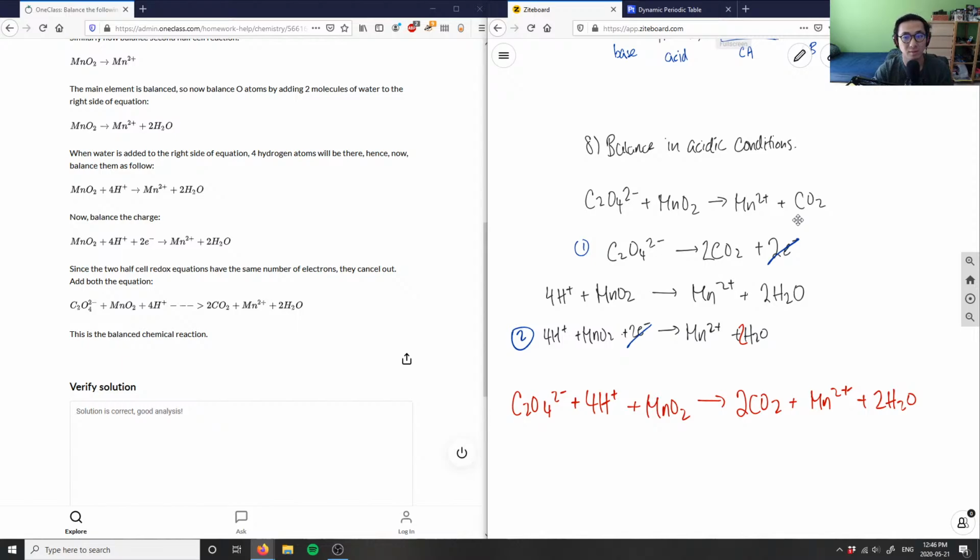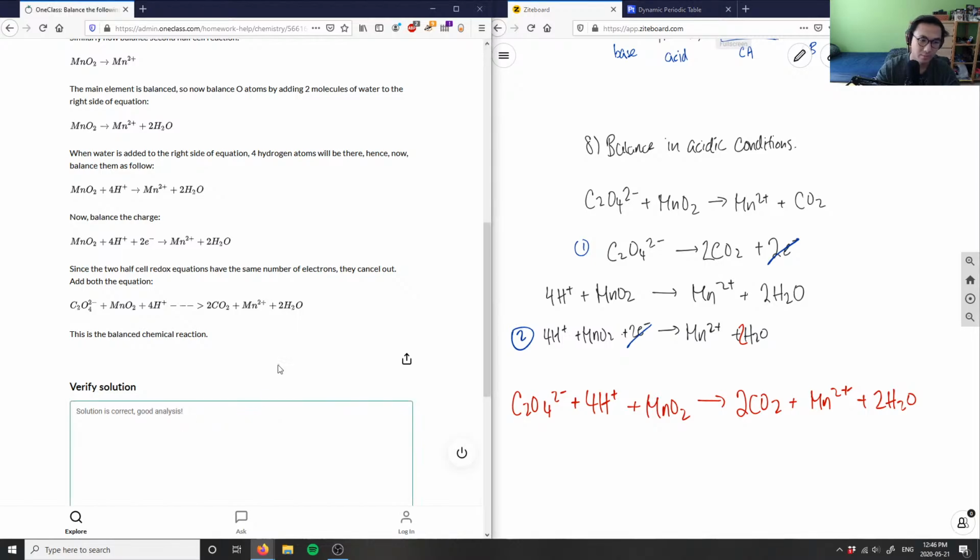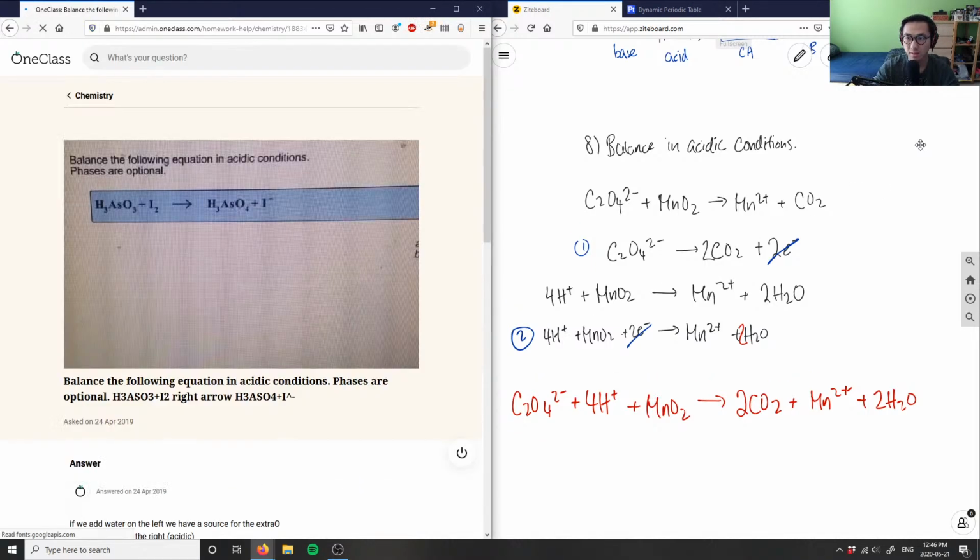And then what we have to do is balance out the charges. Depending on the addition of the hydrogen proton, we can add some electrons to both sides. And then all we have to do is put the half reactions together and see which things cancel out. So usually the electrons cancel out, and maybe some other compounds also cancel out as well. And then we can rewrite this as one equation. So the solution is correct. It's a good analysis here.